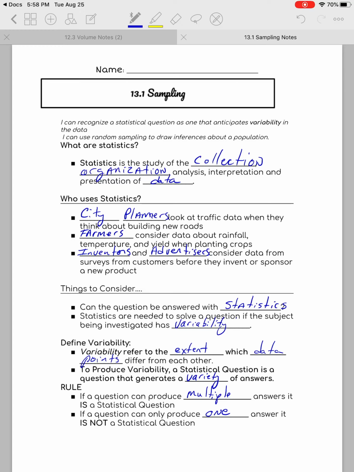Hey, good afternoon, folks. Today we're starting Unit 13, Statistics, and we're going to start with sampling. But first, let's learn some terms.